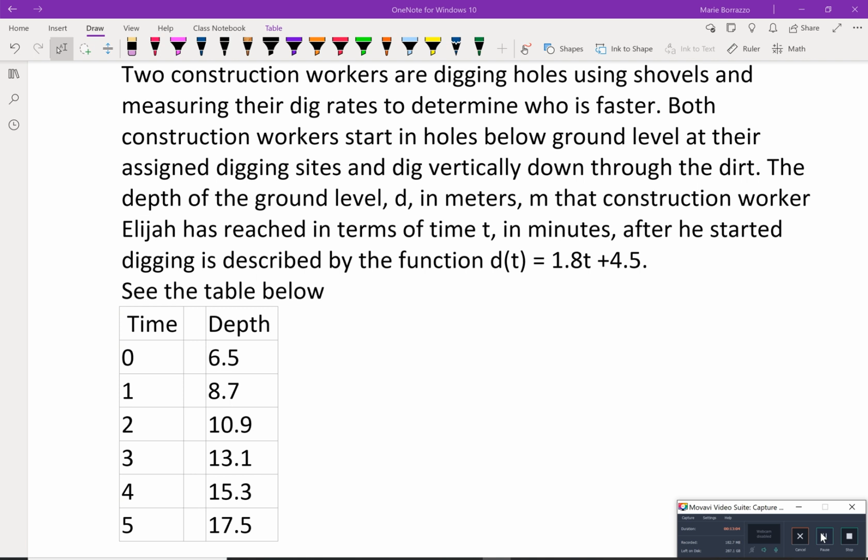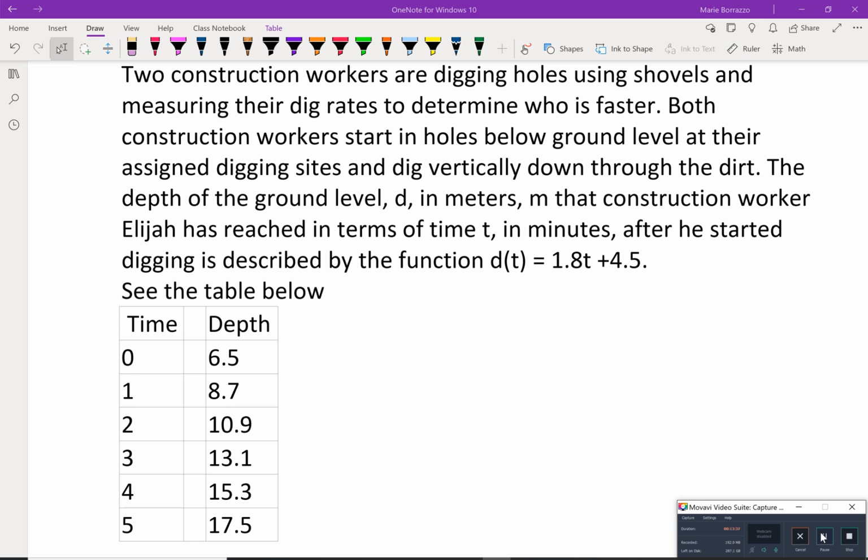They dig vertically down through the dirt. The depth below ground level, D, in meters, that the construction worker Elijah has reached in terms of time T in minutes after he started digging, is described by the function d of t is equal to 1.8t plus 4.5. So in other words, when t is 0, we are at 4.5 to start.